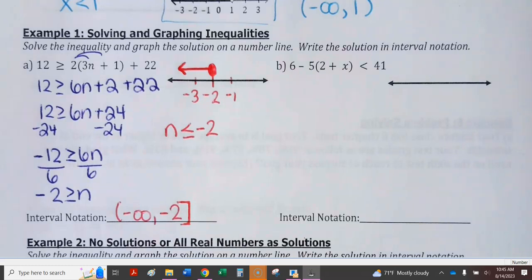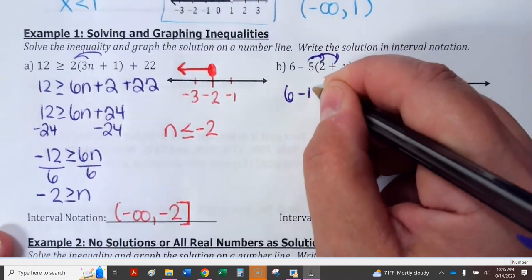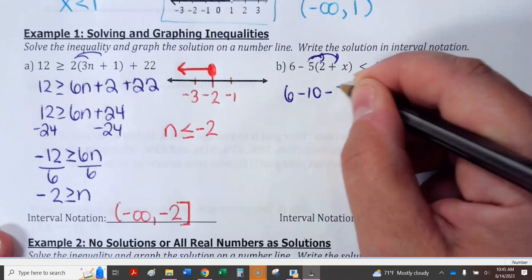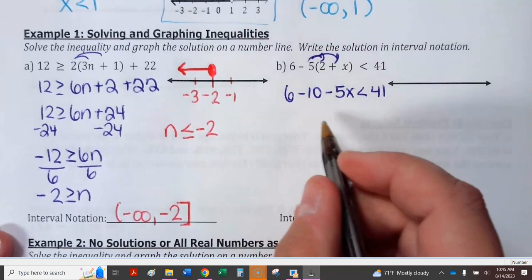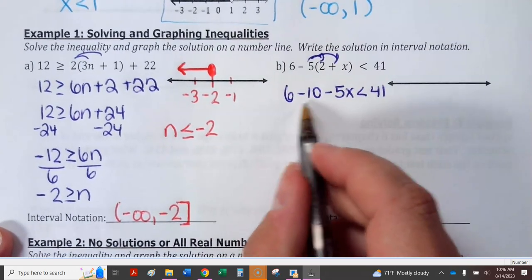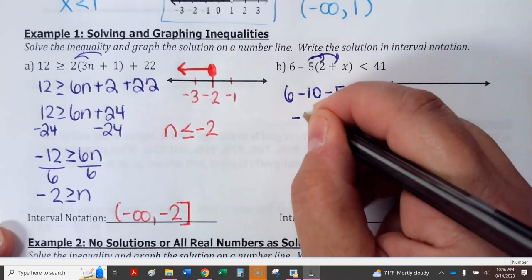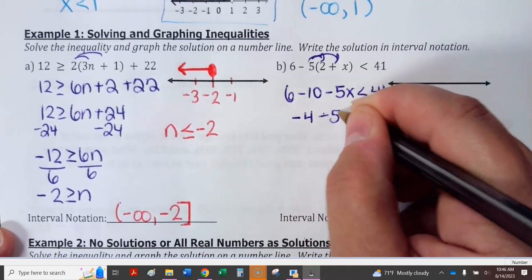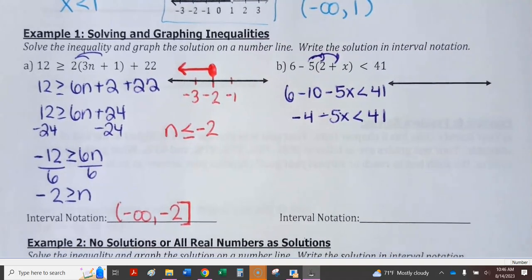Distribute negative 5? Okay. All right, so I got 6 minus 10 minus 5x. And then maybe I would just combine my like terms. I can put the 6 and the negative 10 together, just plain numbers there, right? So that would be negative 4 minus 5x is less than 41. Okay, what do you want to do from there?